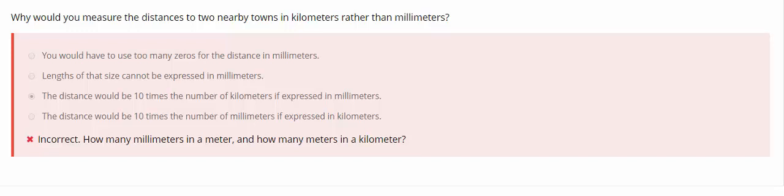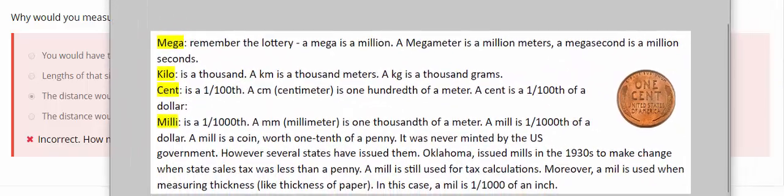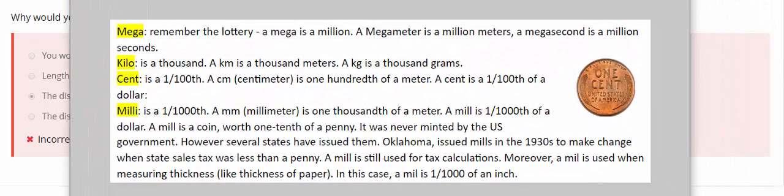Now, to answer this question, we need to figure out these abbreviations that are used, the kilo and the milli. Here is a quick overview. Mega, whenever you have the abbreviation megameters, for example, remember the lottery, a mega million. So the abbreviation mega means a million. So megameter is a million meters. Megasecond is a million seconds.